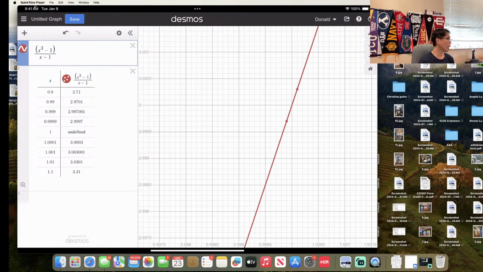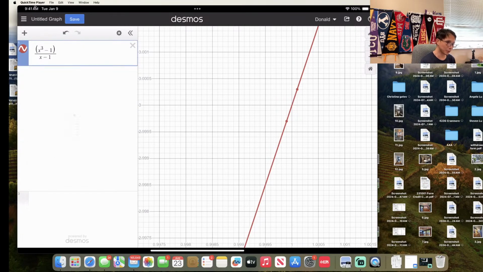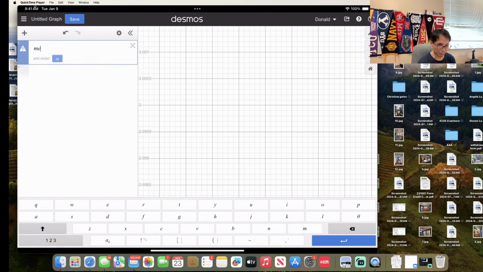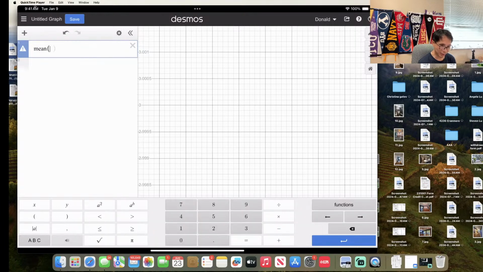Does it have these features? Yes. Not only that, it has a lot of cool features. For example, if you want to find the mean of numbers, all you do is literally type in mean and parentheses 2, 5, 10. It gives you the mean. Okay. So there are a lot more features we're going to talk about, but that is one of them. There's regression. There's all kinds of things.